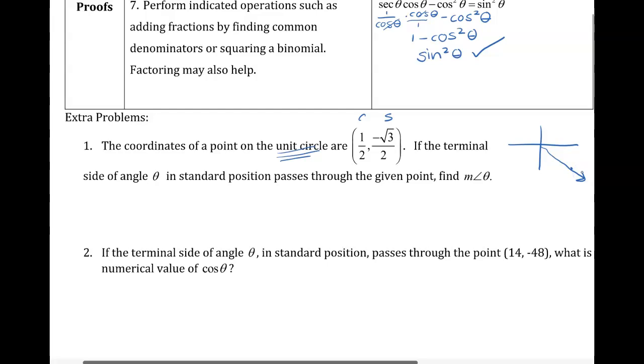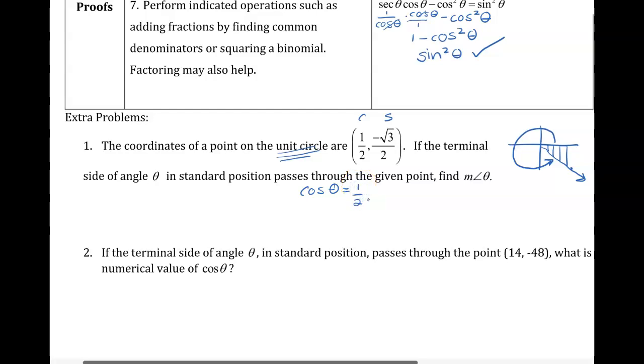So that's going to help me because now I'm going to find this reference angle here. And if I can figure out what that reference angle is, I can figure out what theta is because that's going counterclockwise to that terminal side. So I can find out what this reference angle is using either piece of information, doesn't matter which one. I'm going to stick with cosine. So we know that cosine is equal to 1/2.